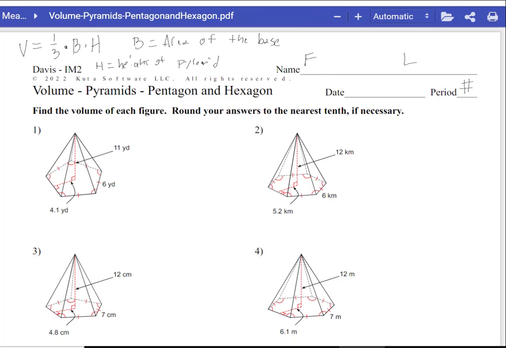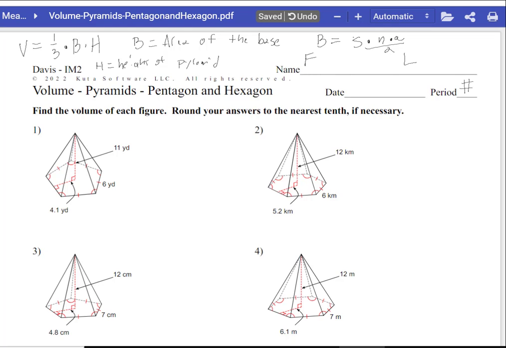So what is the area of the base? Well, let's write it down right here first. The area of a regular polygon is going to equal s, the side length, times n, times a, the apothem, divided by 2. Remember, it's about triangles. What triangles do we see?